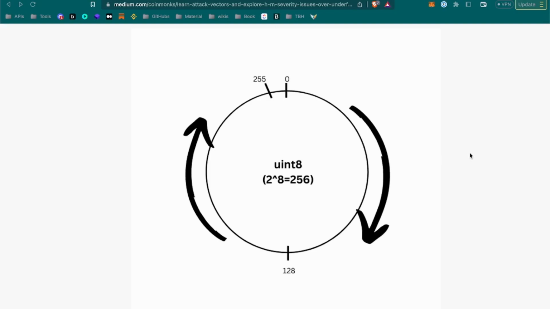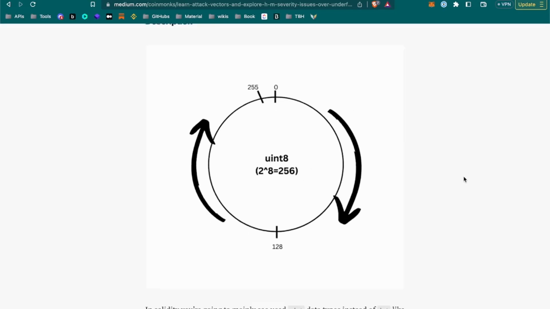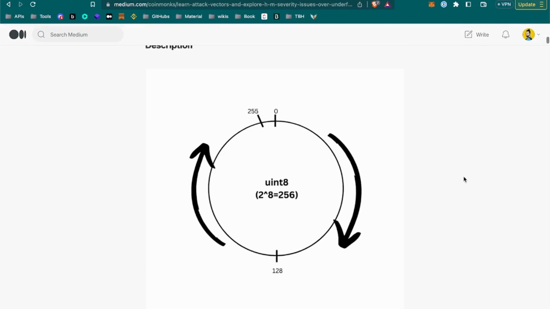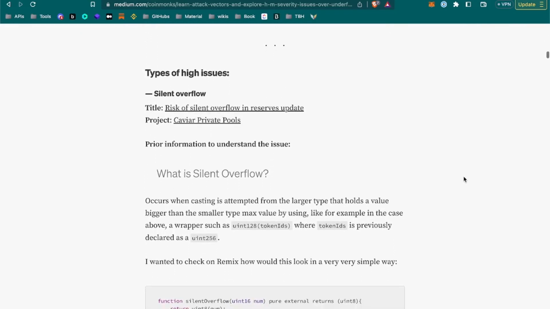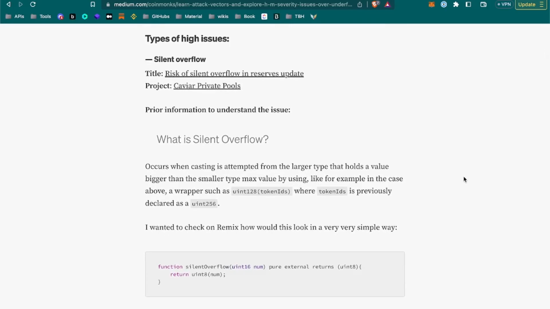So this is the short explanation. I hope it defines it and clarifies it for you. And of course, make sure to ask any questions. If I can help, I will answer you. This is based on an article that I wrote, and I will jump directly to the first of the issues, which is silent overflow.